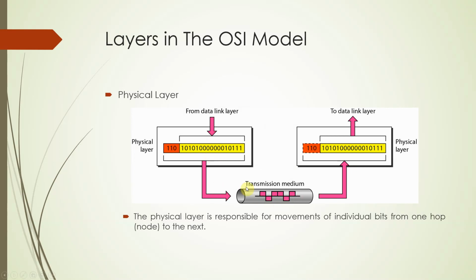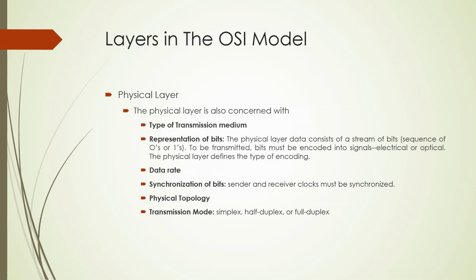After it is sent through the transmission medium, it will go to the physical layer at the receiver side, and then from the physical layer at the receiver side, it will go to the data link layer at the receiver side. Now obviously the physical layer is responsible for the movements of individual bits from one hop to the next, or one node to the next. Also, there are some other functionalities of the physical layer as well.